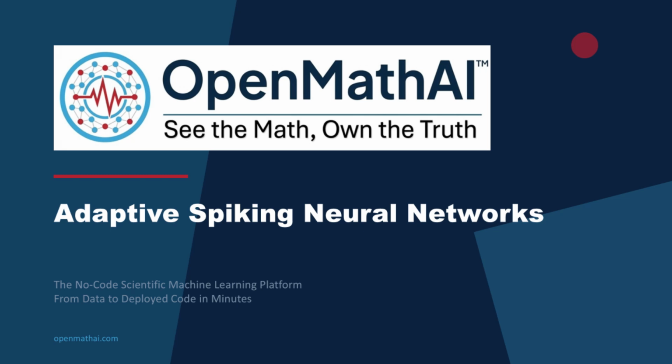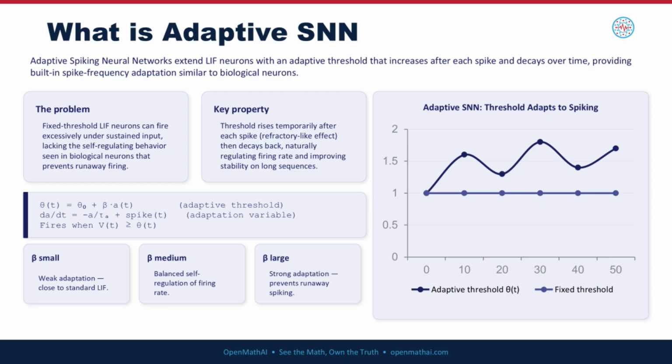In this video, we are going to learn about the adaptive spiking neural network using OpenMathAI. So, let's get started. What is an adaptive spiking neural network? An adaptive spiking neural network is a deep learning model designed for temporal data processing, pattern recognition, and prediction.